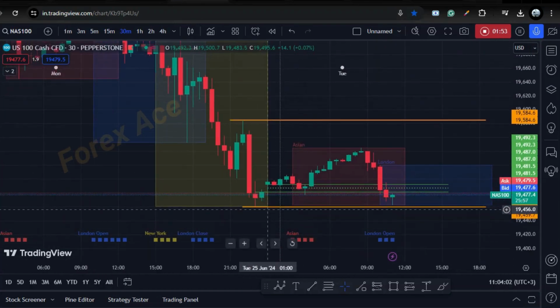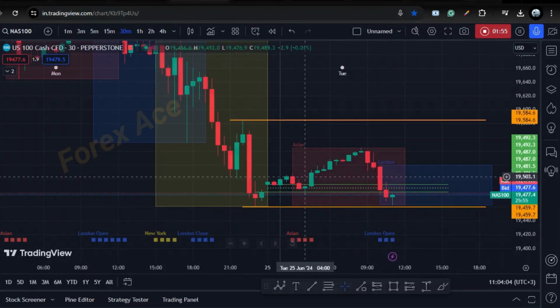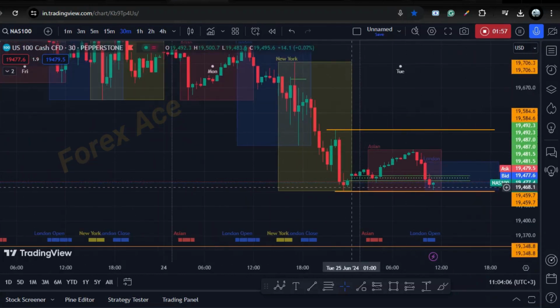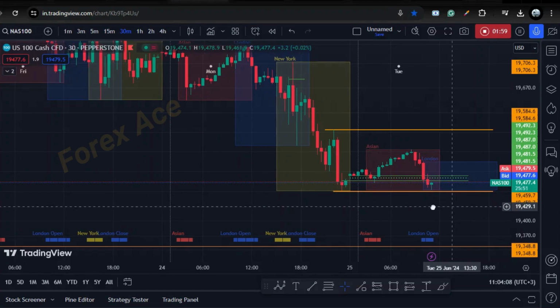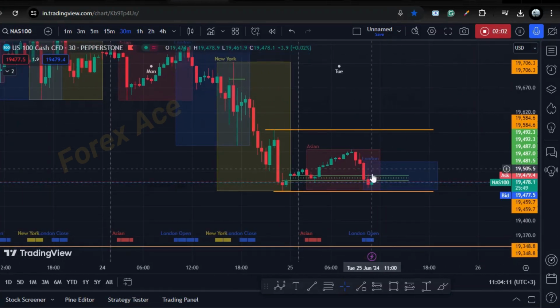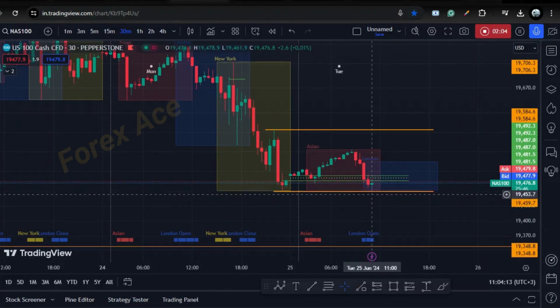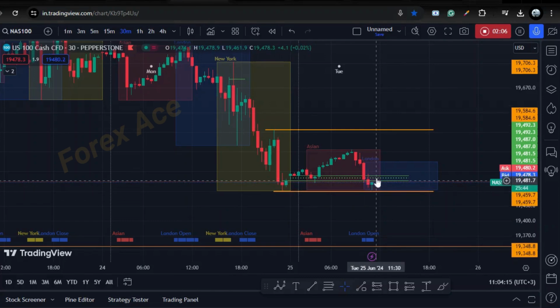So this low was formed during the New York session yesterday. Okay, so I want this low to be taken out by the market. If the low is taken out, I'll look for a buy. If it's not taken out, then I need to see a proper change of character so that I can take the buy to this area, to this zone.